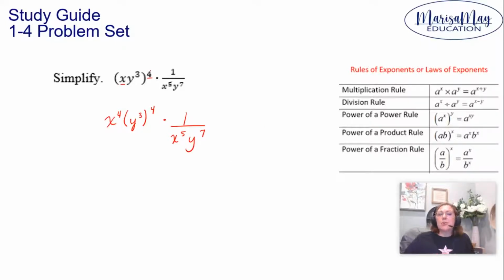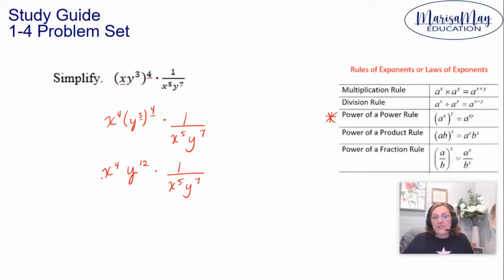Now, our next rule is a power to a power. So I've got y to the third to the fourth. And you'll see our rule here tells us that we should actually multiply those exponents. So we'll leave the x to the fourth. Now I've got y to the 3 times 4, which is 12. And now I'm going to multiply times this fraction.